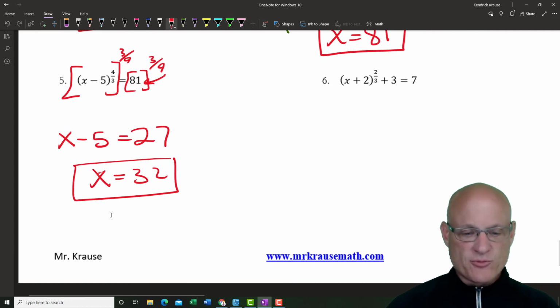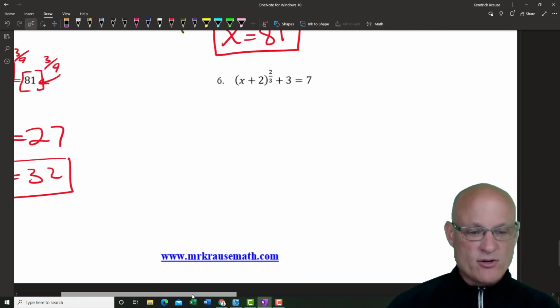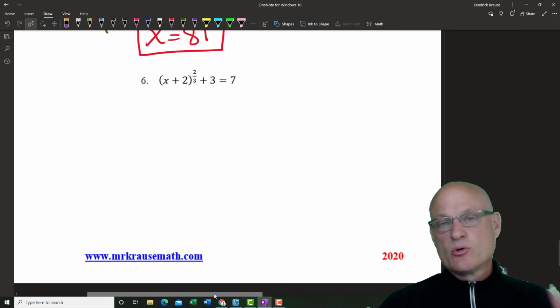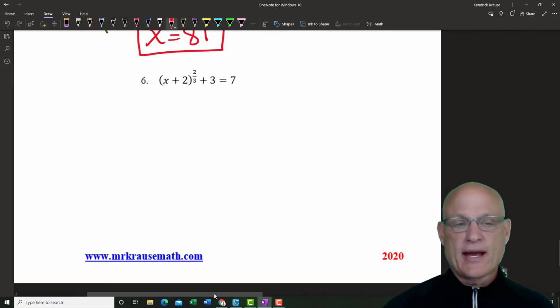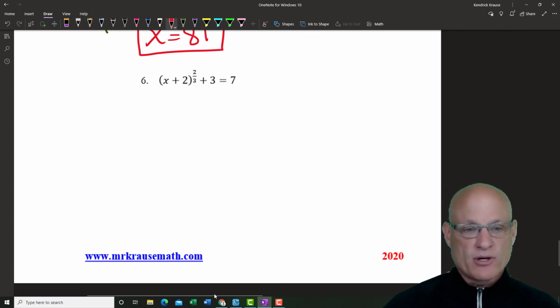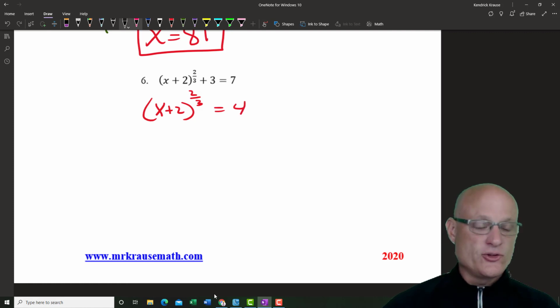All right, last one. This is as complicated as they get. They don't get any harder than this. This will be a 2 or 4 point question on your exam. So don't even sweat this stuff out. We're going to subtract the 3 over. We get x plus 2 to the 2/3 equals 4. This will be at least a 2 point, probably a 4 point question.